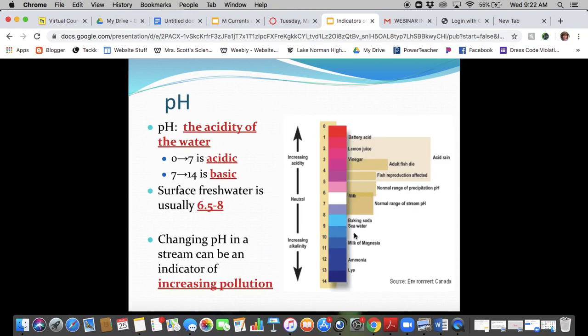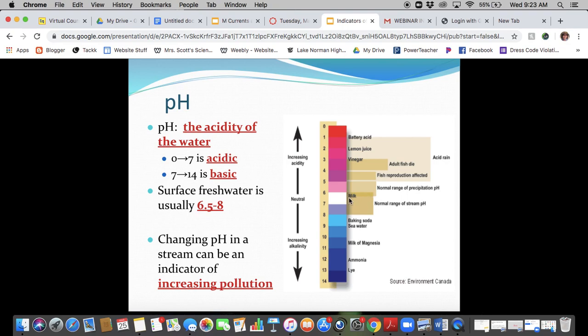Our second one is pH. pH is simply the acidity of the water. I do want you to know that the lower numbers from 0 to 7 are acids, and everything above 7 to 14 is a base. Surface freshwater usually has a range of pHs, so it can be anywhere from 6.5, which is right about here, to about 8, which is right about here. So that's the normal range. You see that in that little diagram.